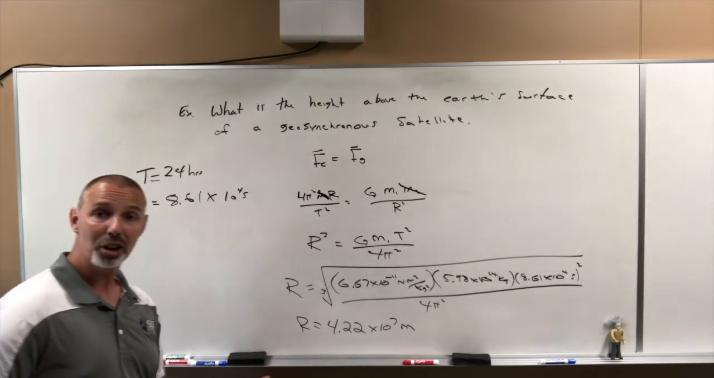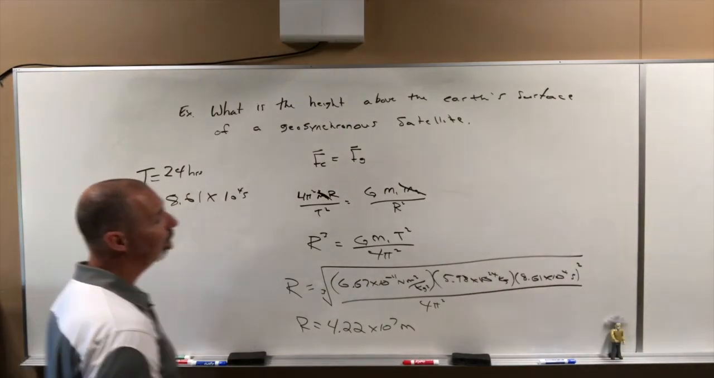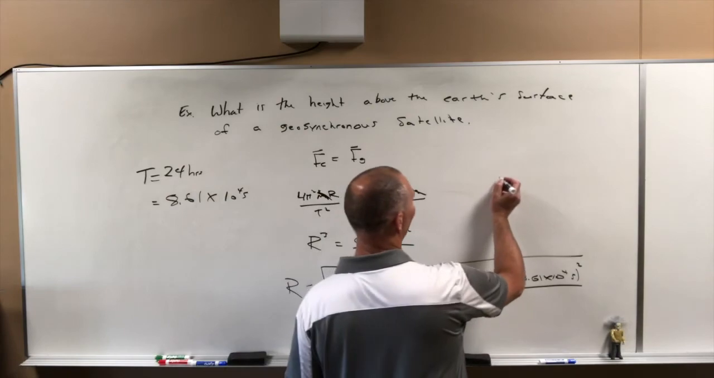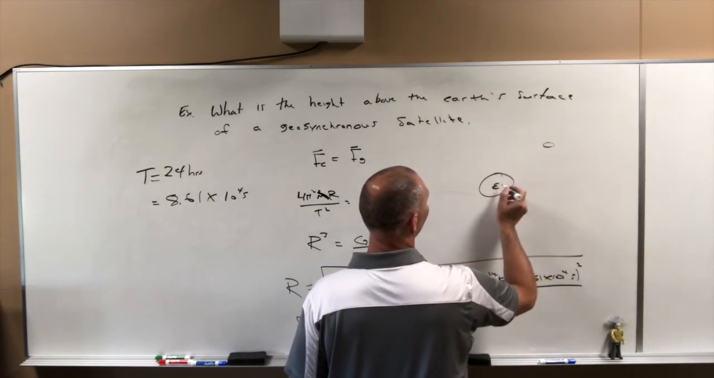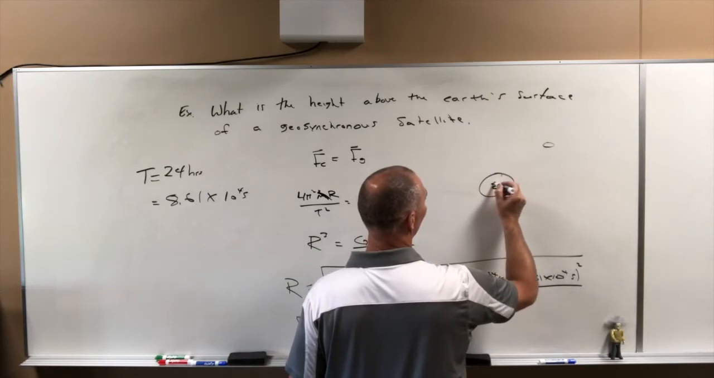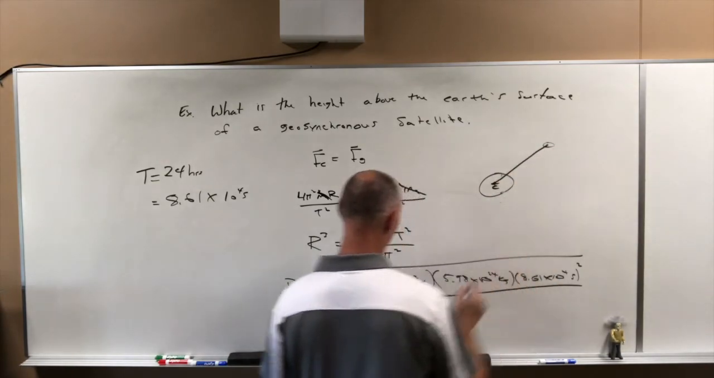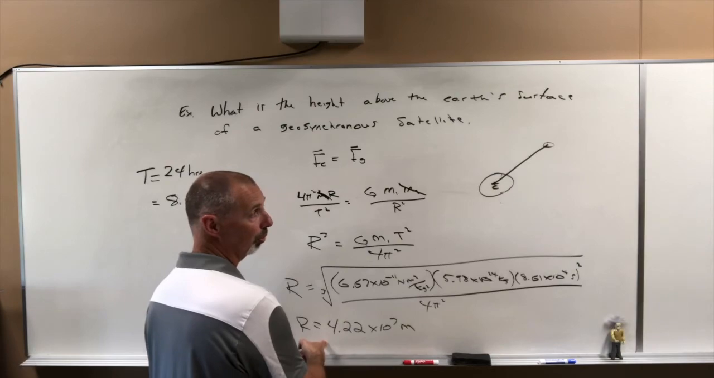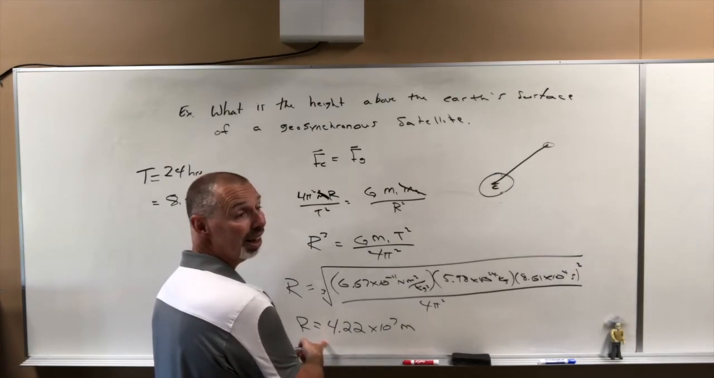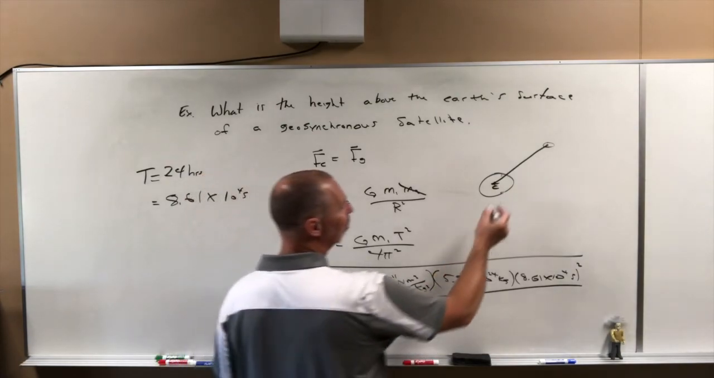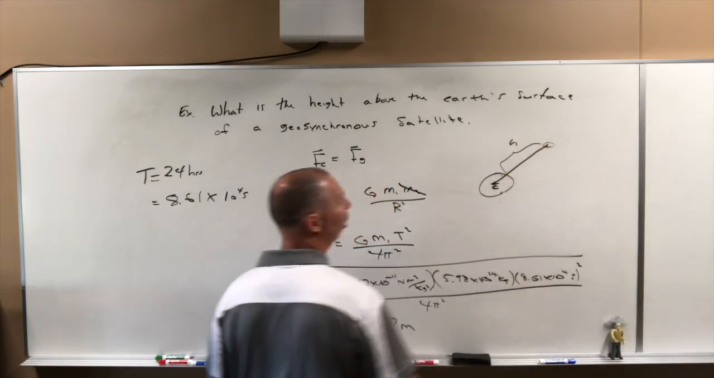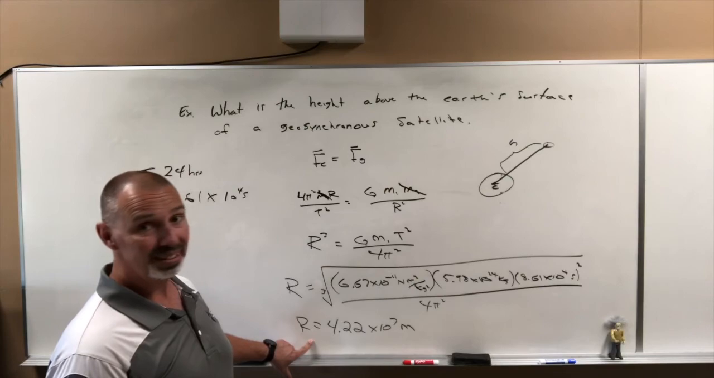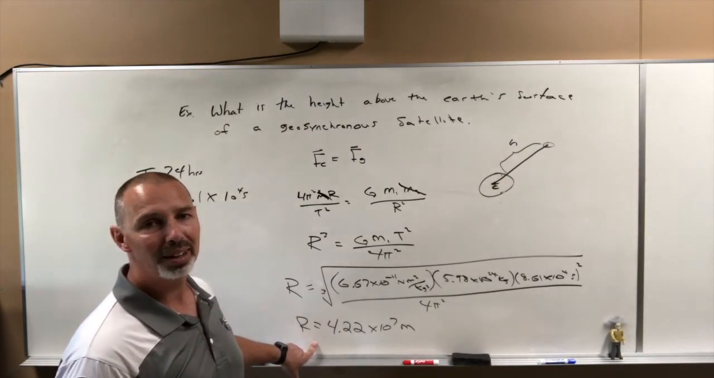And now you might think you're done. You might think that's the answer, but in fact it is not. We draw a little diagram here. What we have here is the Earth, and we have our satellite. The distance from the center of the Earth to the center of the satellite is the number we just found. But that's not the height above the Earth, because the height above the Earth is only this section here, which is going to be this number minus the radius of the Earth.